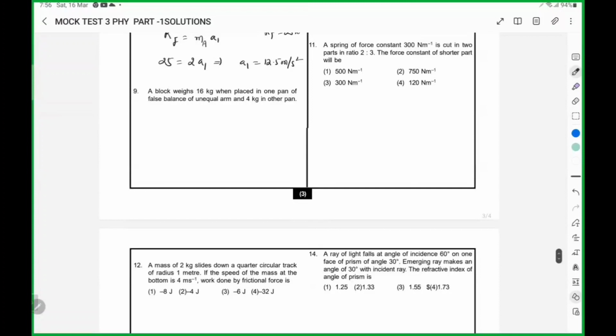So a block weighs 16 kg when placed in one pan of a false balance. What he says is that it is somewhere balanced. It is one pan, and this is the other pan. Let us say at distances D1 and D2. So when it is placed in the left pan, let us say the total length is L. So M1 into D1 is M2 into D2.